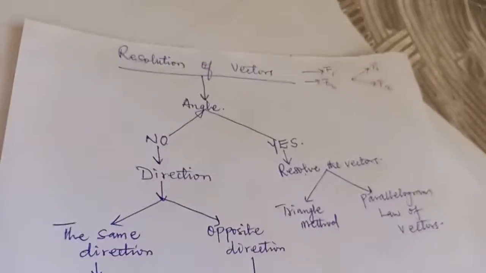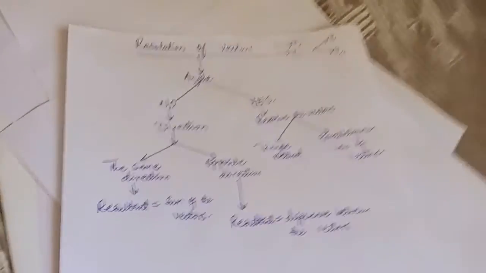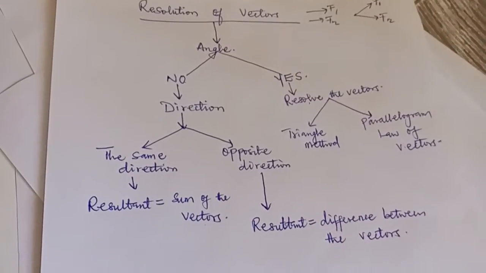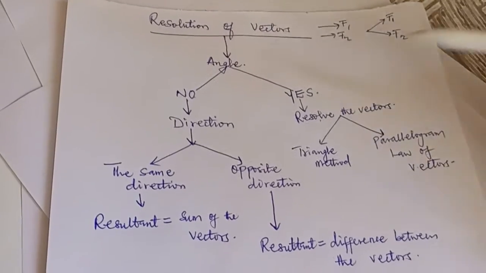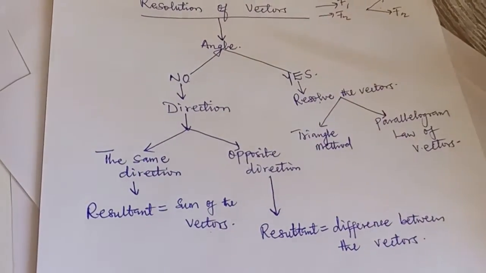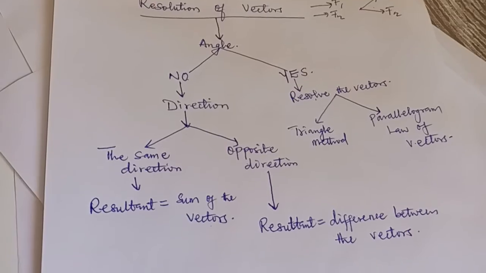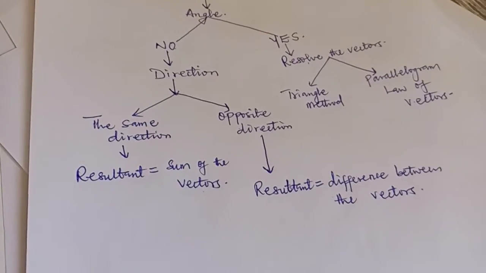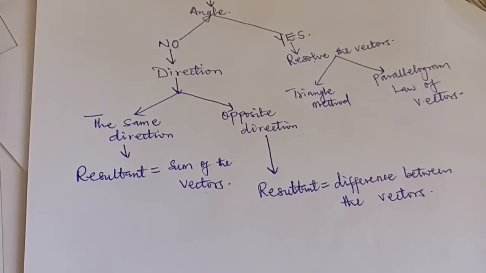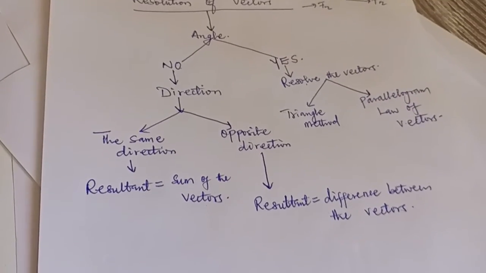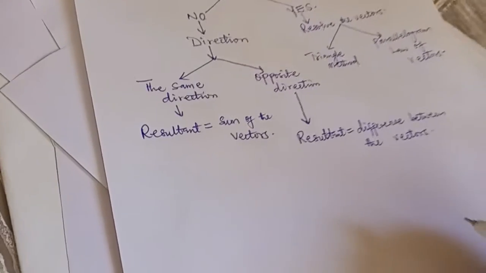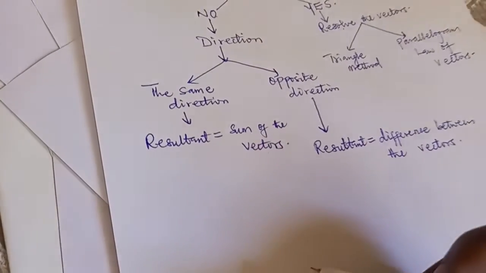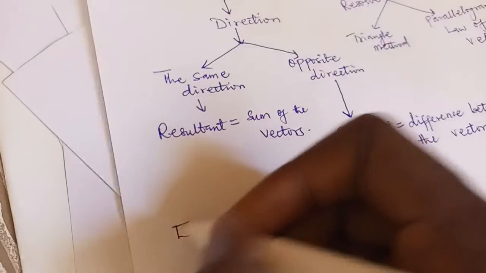So this is what we have. This is just the overall flow chart of the resolution of vectors. Check for angle. If no, direction: the same direction you add, opposite direction you subtract. If they make an angle with each other, you resolve the vectors either using the parallelogram law of vectors or the triangle method. Let's take an example with the first case.